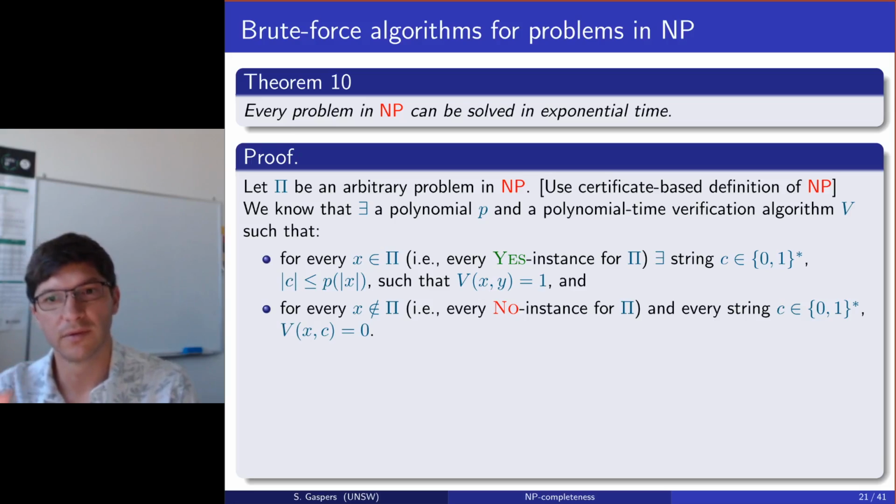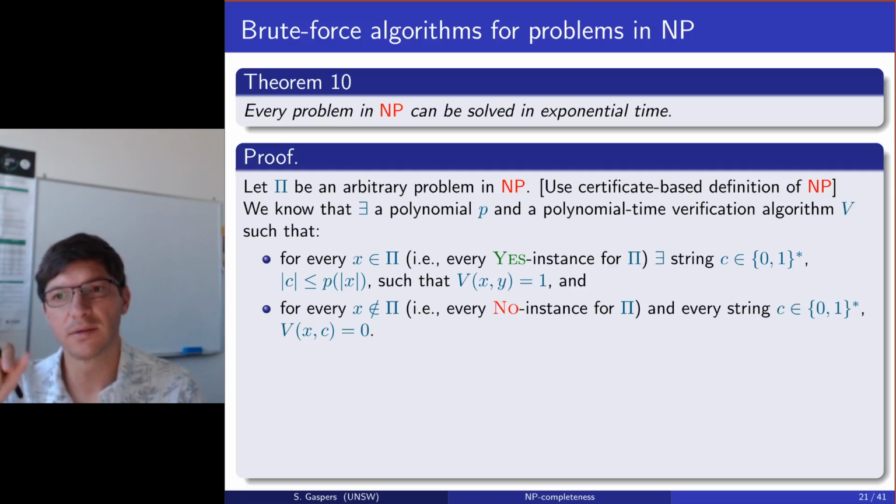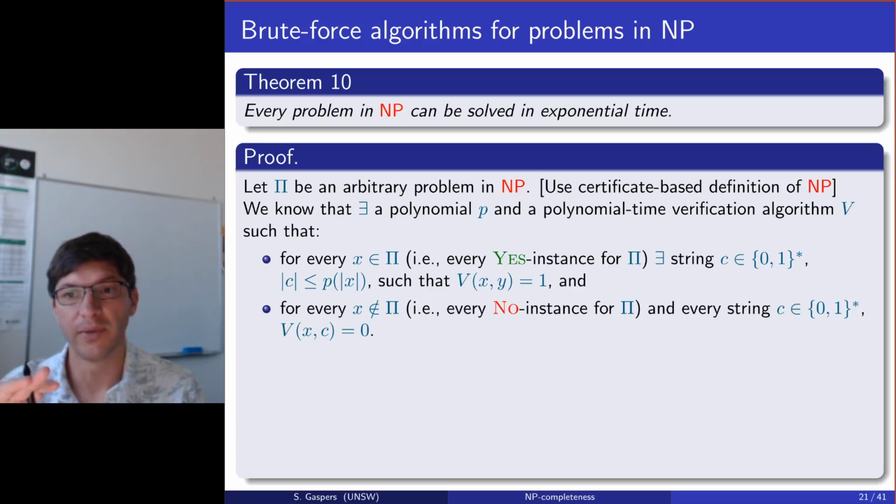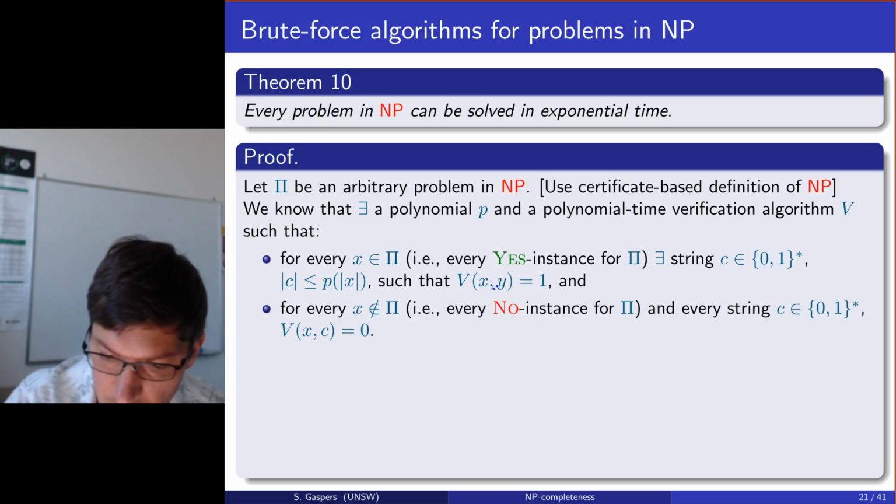Okay, so let's consider an arbitrary problem in NP. Let's call it pi. Using the certificate-based definition of NP, we know there exists a polynomial p and a polynomial time verification algorithm V, such that for every input in the language, so for every yes instance, there exists a certificate of polynomial length. So there exists a string C containing symbols among 0 and 1, the size of C is upper bounded by a polynomial in the input size, such that the verifier V returns 1 when it's given x and C.